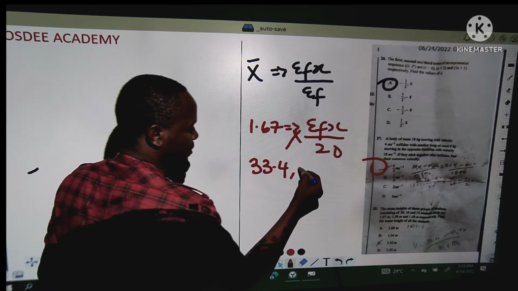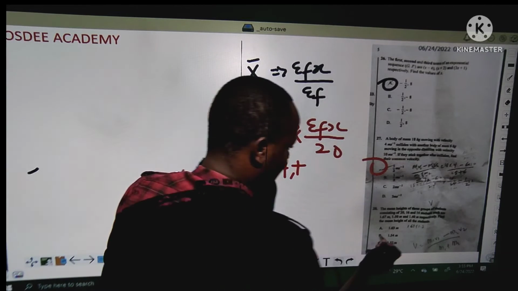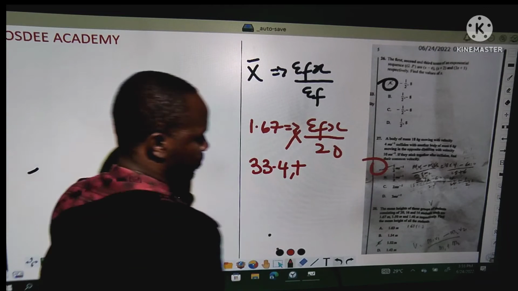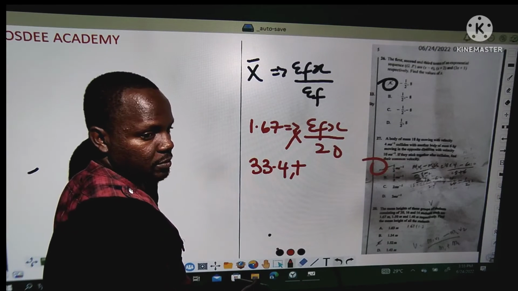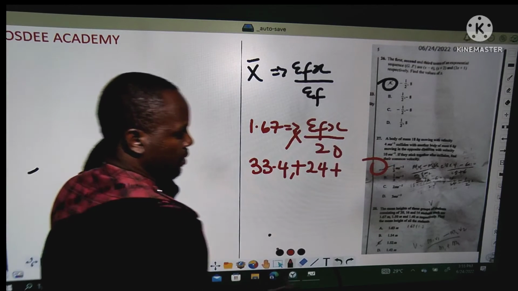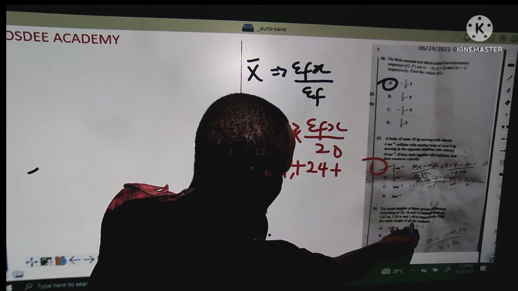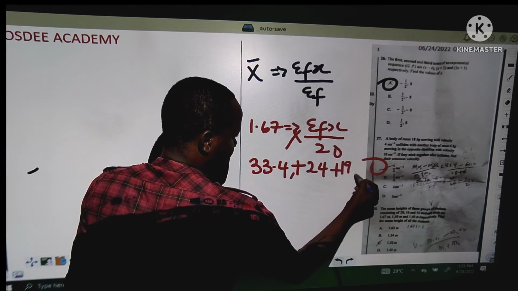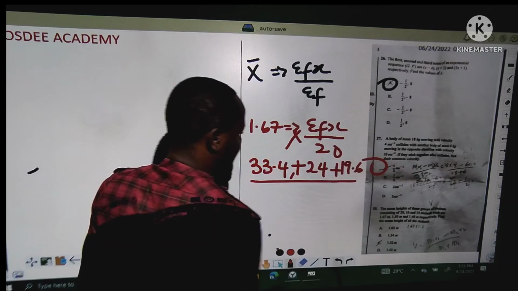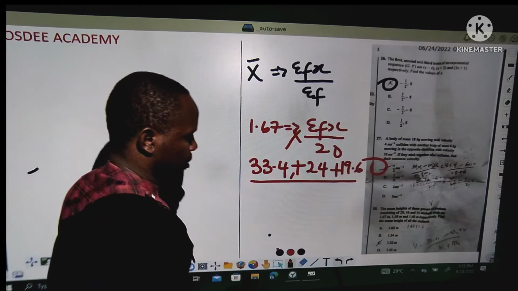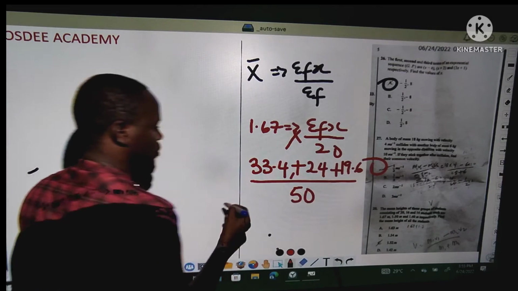The second group, I will now do it in that sequence: 16 times 1.5 is 24. Plus, using the same formula, the last one is 14 times 1.4, which is 19.6. All over the 3 of them. If I had 20 plus 16 plus 14, I think that's 50. Yes, 50.